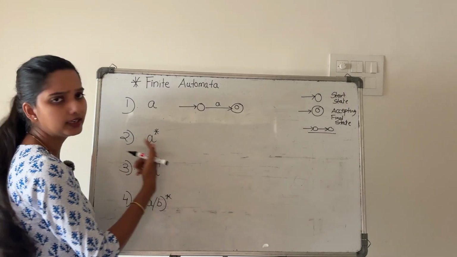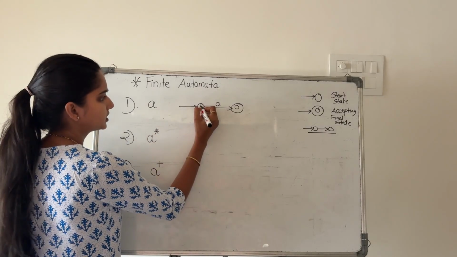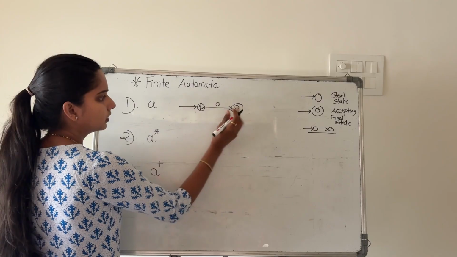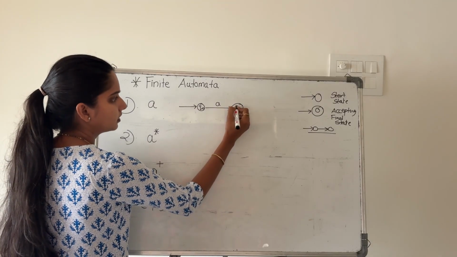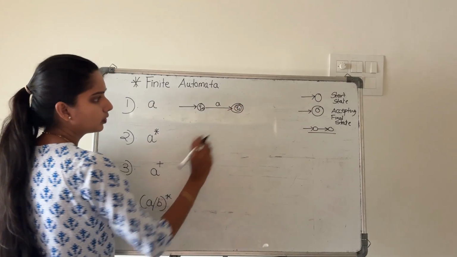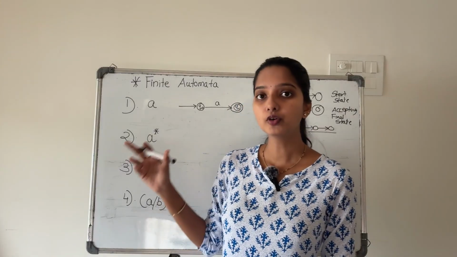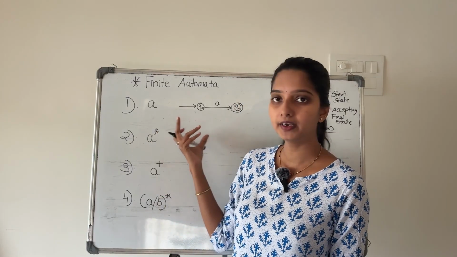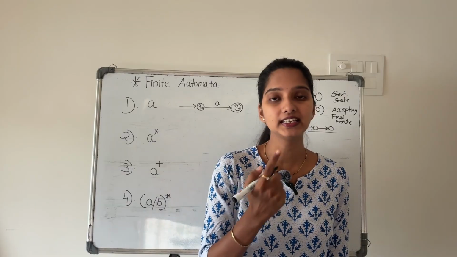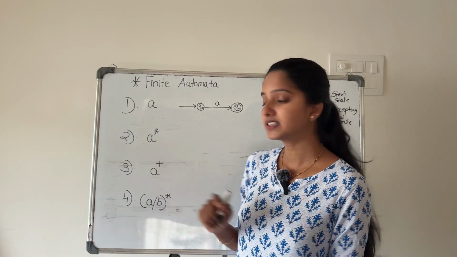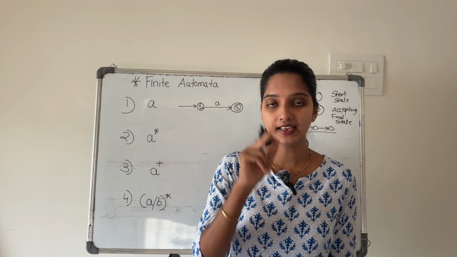If you want, you can name the states, for example, this can be my state Q0 and this can be my state Q1. If you want to name the states A, B, C, D, you can also do that. So this is how we are going to construct an automata for an expression which accepts only a single character A.